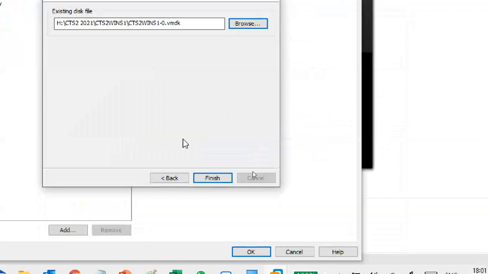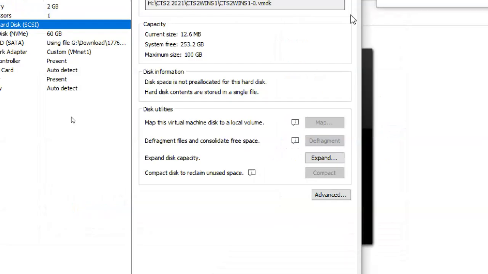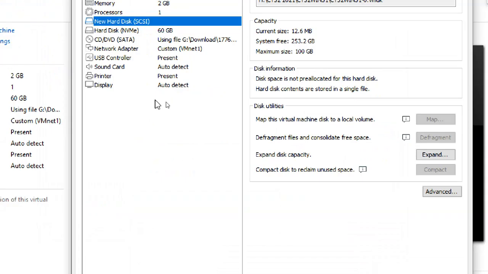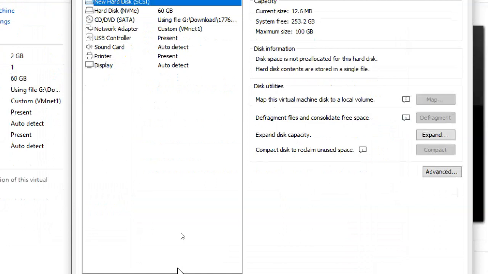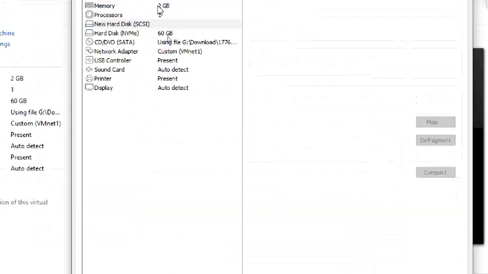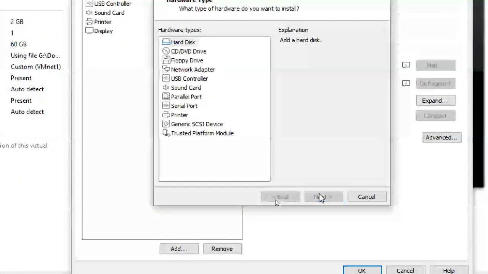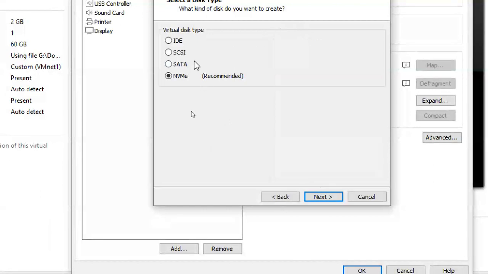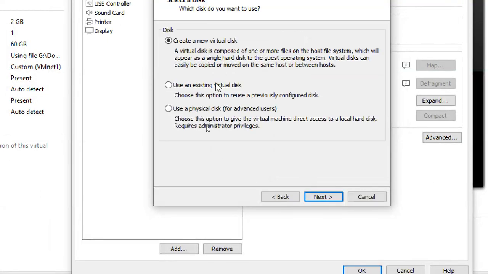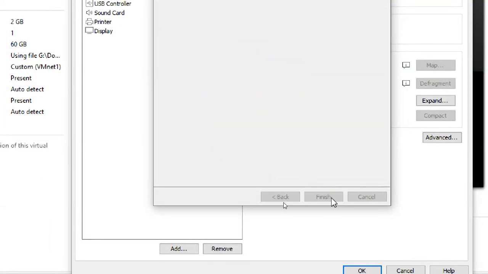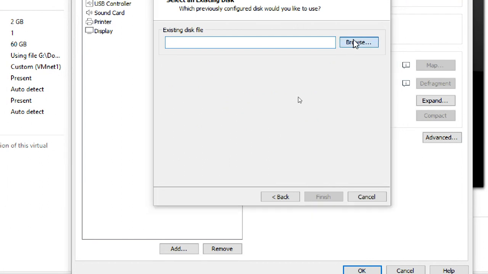I created a disk, but instead of clicking OK, I clicked Cancel directly. Already I created a disk. So see, when I said it is very easy, then it is taking time.